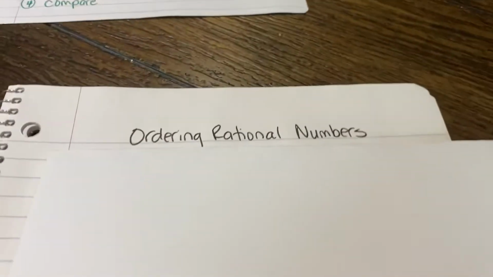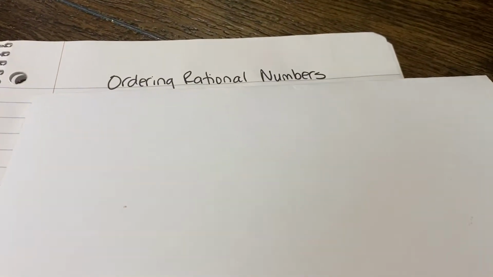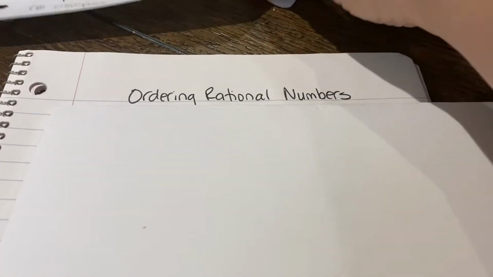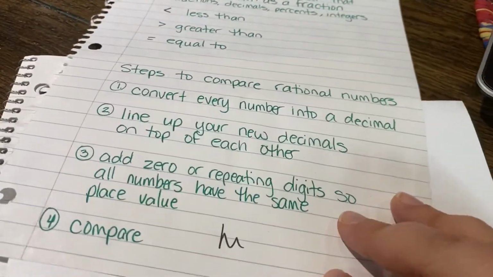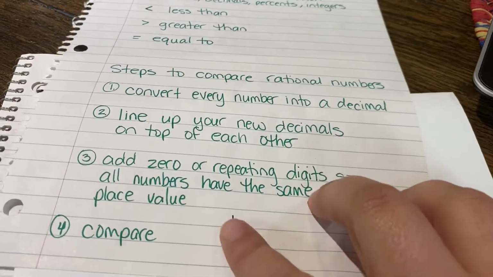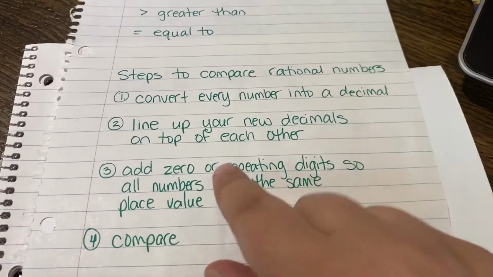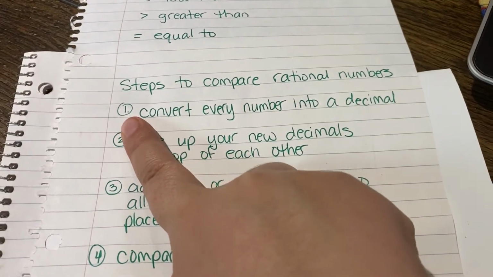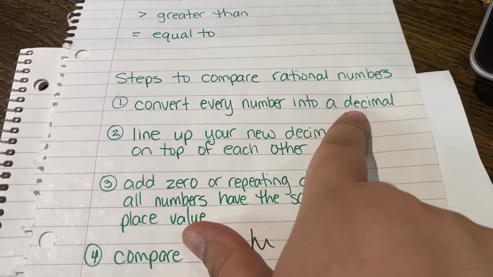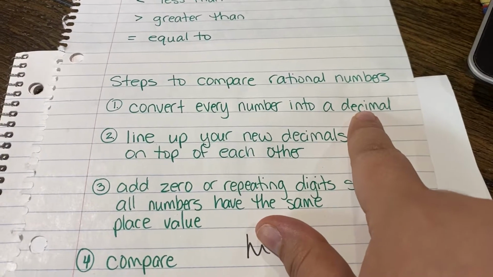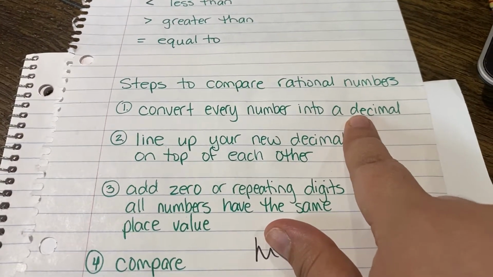So one thing this is going to be very similar to was my video that I put for comparing rational numbers. I showed you these 4 steps. Our 4 steps for comparing or ordering rational numbers. Step number 1 was to convert every number into a decimal. I personally think decimal form is the easiest one to compare in. So I always make everything into a decimal.